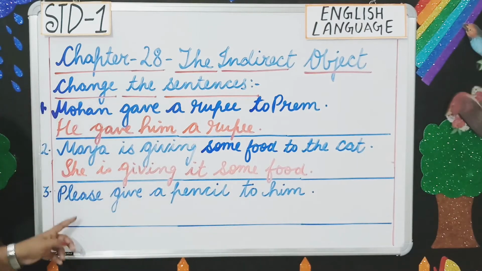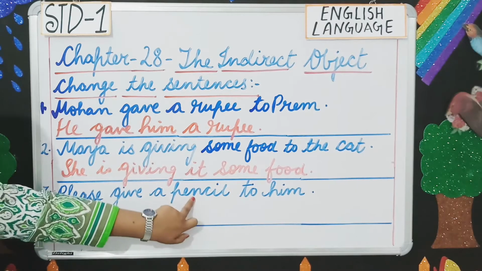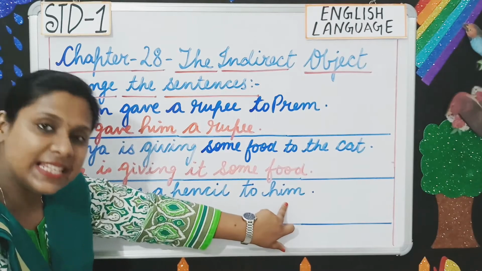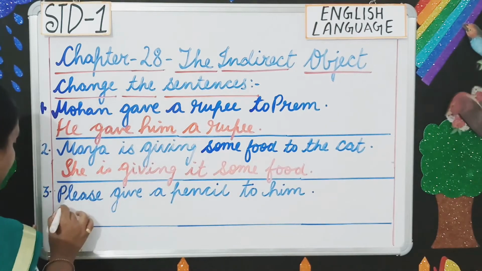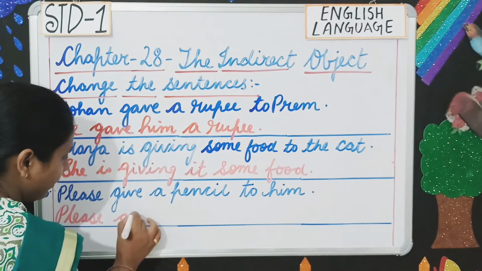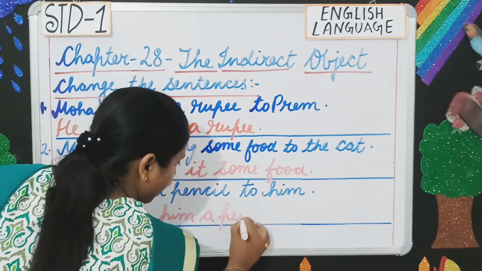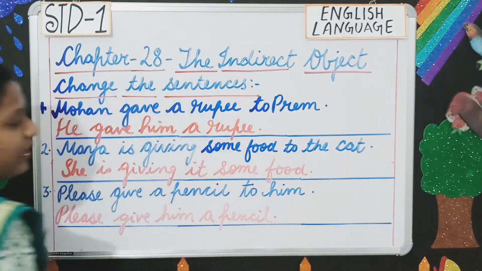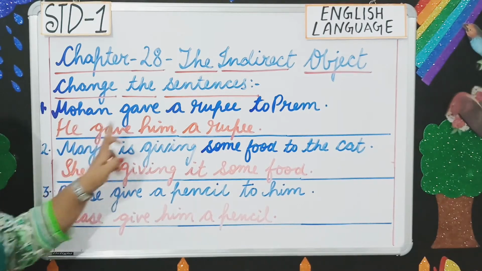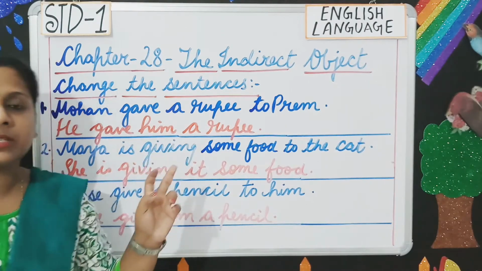Clear? Next, please give a pencil to him. Now, this pencil will be received by him. So, him here is the indirect object. So, you will write, please give him a pencil. So, what are we doing? We are changing the noun to pronoun and we are bringing the indirect object to the middle of the sentence. Clear, students?